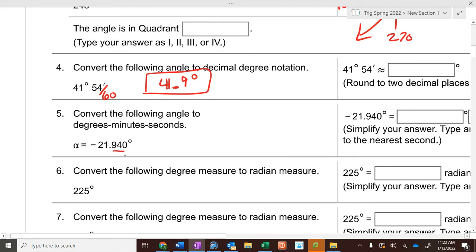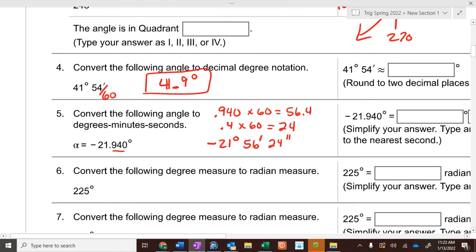So if you're converting to degrees, minutes, seconds, we take the decimal part and multiply by 60. What's 0.94 times 60? 56.4. And then you take the 0.4 part times 60. And what do you get? 24. So this is negative 21 degrees, 56 minutes, and 24 seconds.